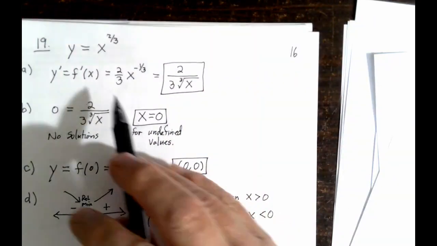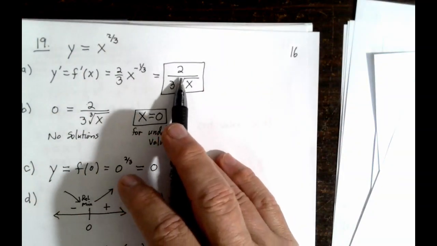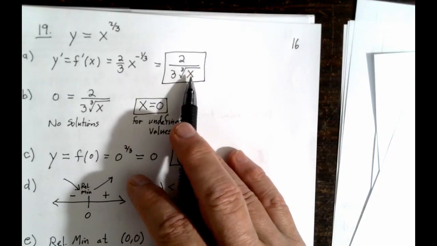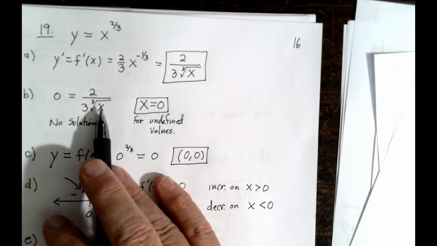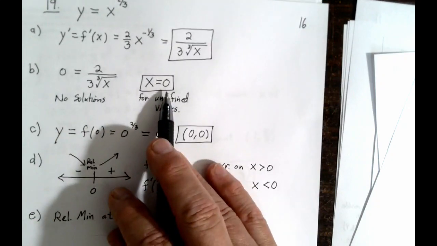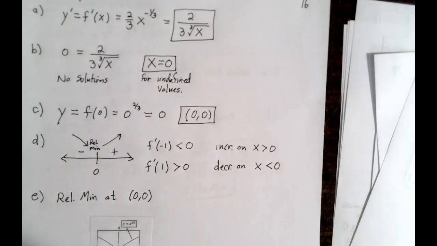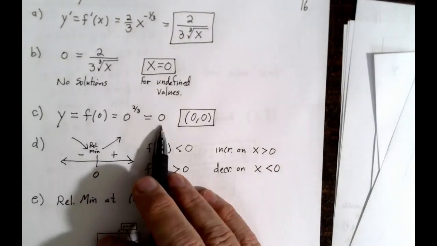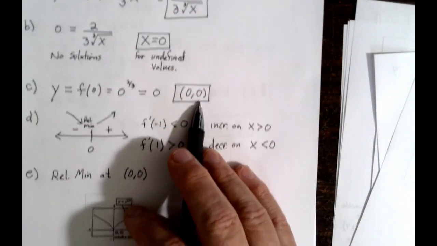Number 19, you take the first derivative, and you want to rewrite it as nicely as you can. Set that equal to 0. There's no solution for that, but there is a place where you're dividing by 0, so that's an undefined value. So you have a critical value at 0. Plug 0 into the original function, and you get 0, so that is your critical point.